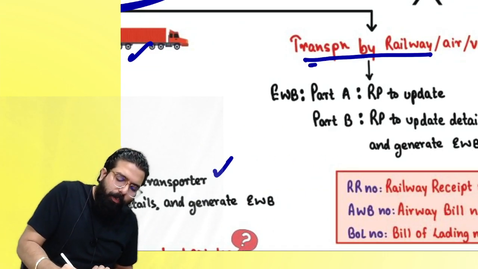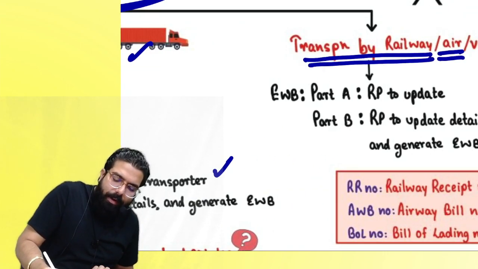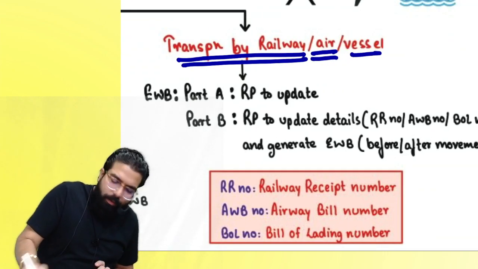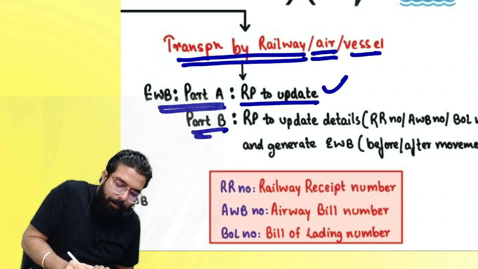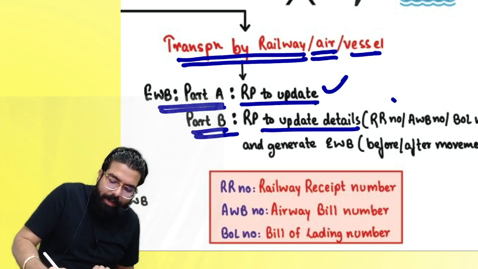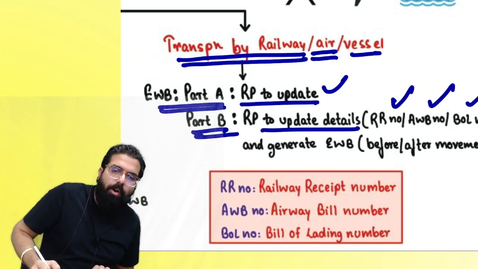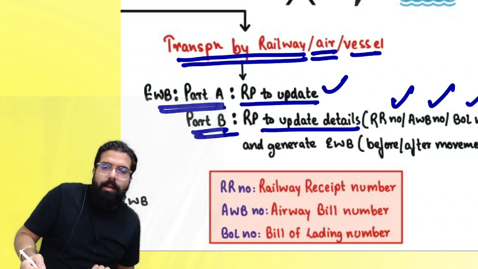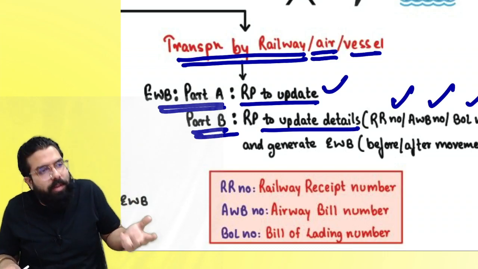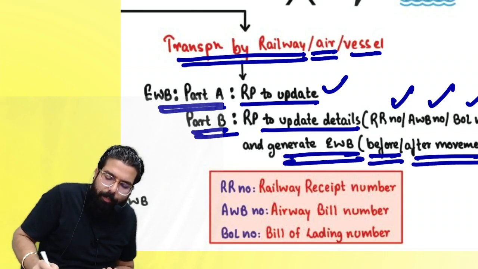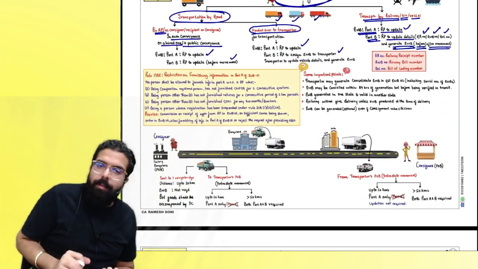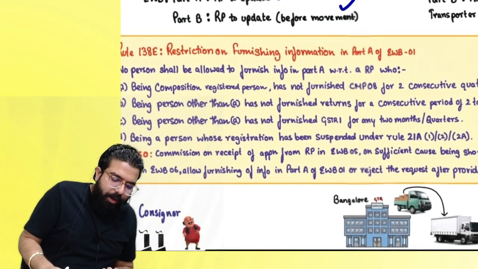Sir, if the transportation is by rail, air or vessel, you update Part A, and Part B also you have to update, but the railway receipt number, airway bill number or bill of lading number can be available only after your transportation has started. So you can generate the e-way bill before or after the movement. Are we clear, everyone?